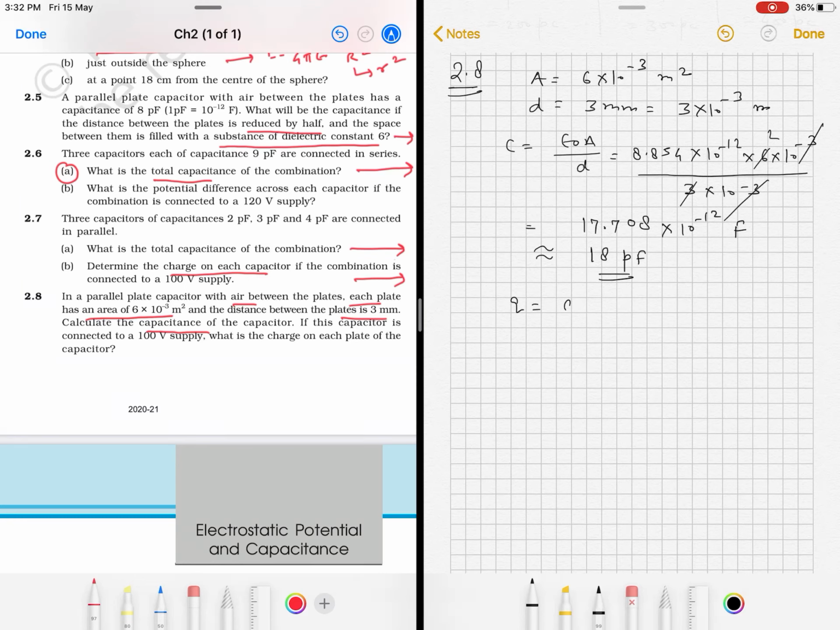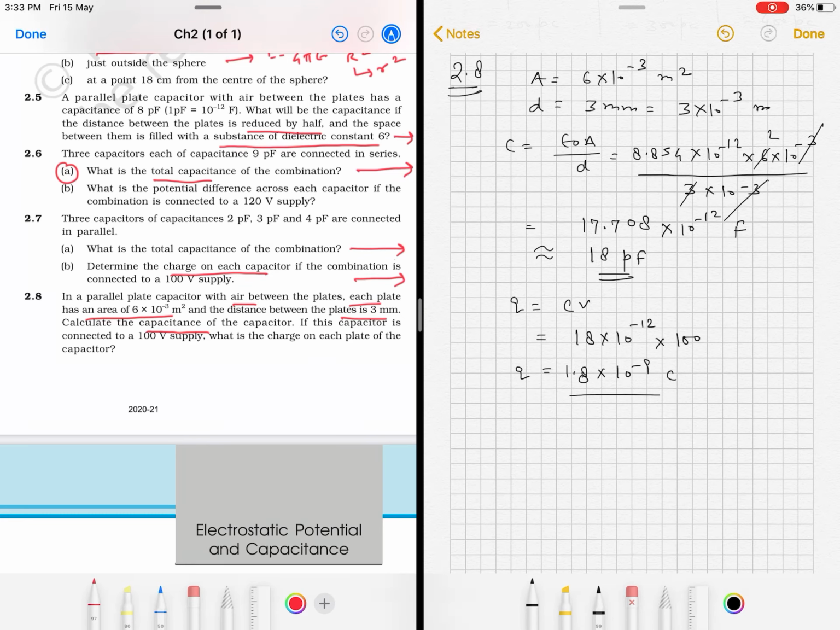Now charge Q is equal to CV. So C that we take, I have taken 18 picofarad. So 18 into 10 to the power minus 12 farad into volt. Volt is 100 volt. So it is 18 into 10 to the power minus 12 into 100, which is 1.8 into 10 to the power minus 9. This much charge is on each plate.